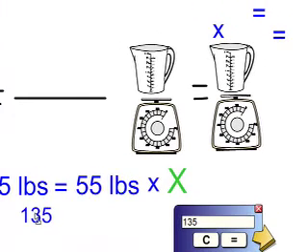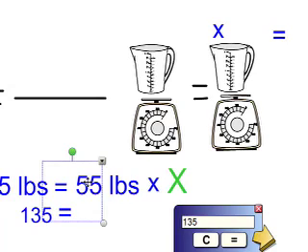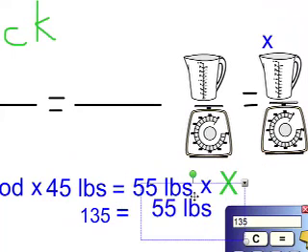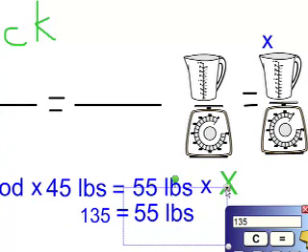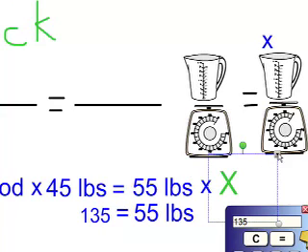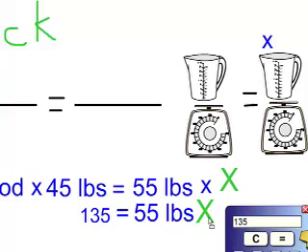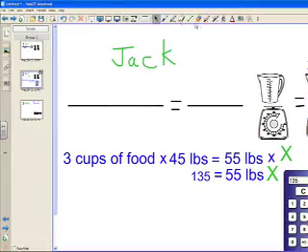Take my 135. That's going to be equal to 55 times my x. Now I need to go ahead and divide both sides by 55. So I'm going to get rid of this 55 on this side.